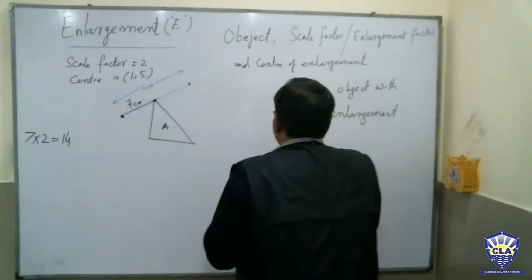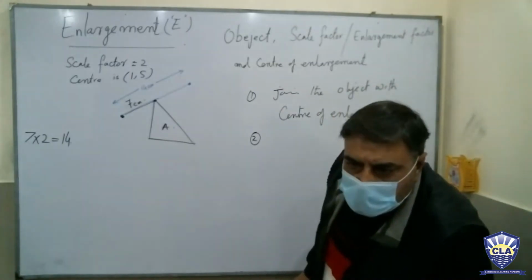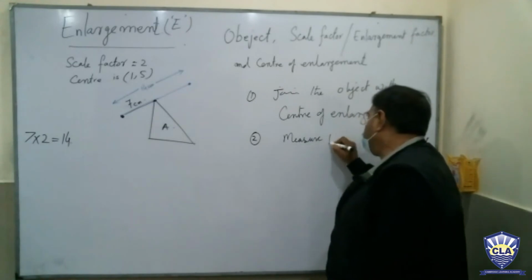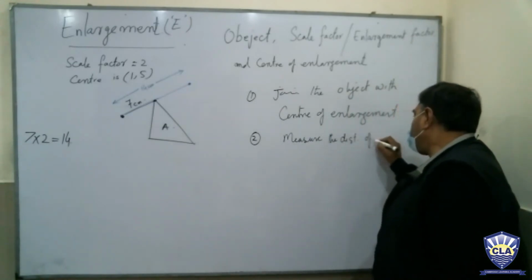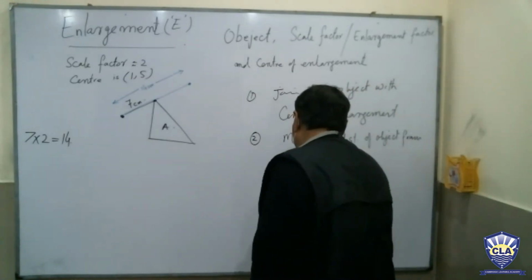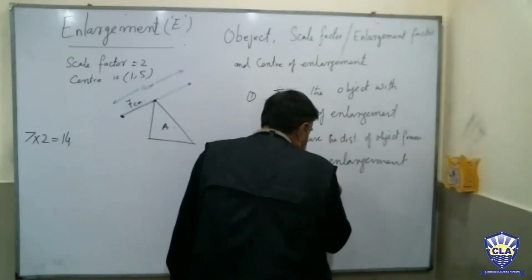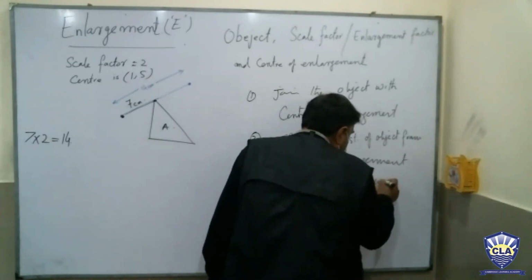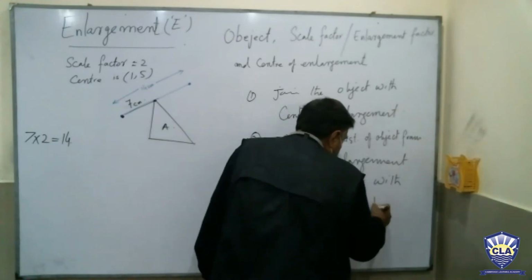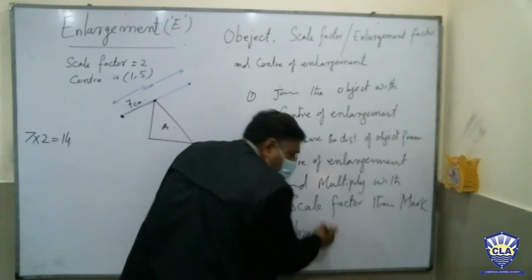Join the object with the center of enlargement. Number one. Number two, measure the distance of the object from the center of enlargement and multiply with the scale factor. Then mark the image, one by one.